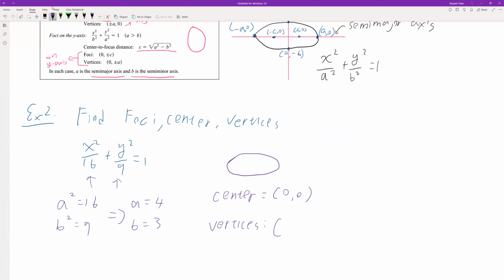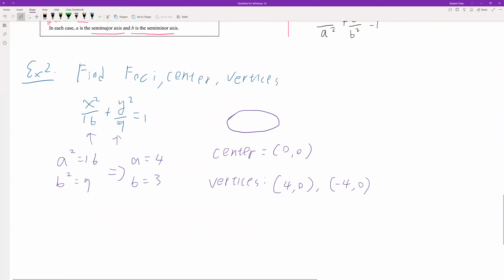Since it's horizontal, it's going to be plus or minus a, so it's going to be (4, 0) and (-4, 0). And then on the semi-minor axis, the shorter part is going to be (0, 3) and (0, -3), but we'll take care of that later. And next, we want to find the focus point. To find the foci, we need to figure out the center to focus distance.